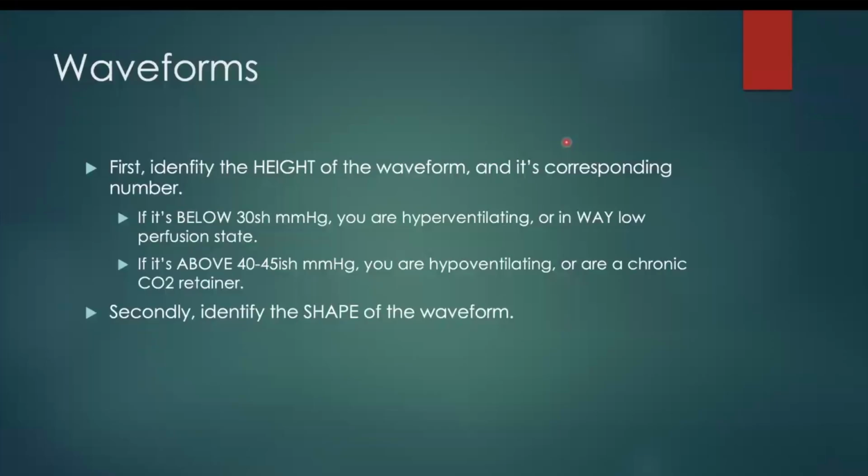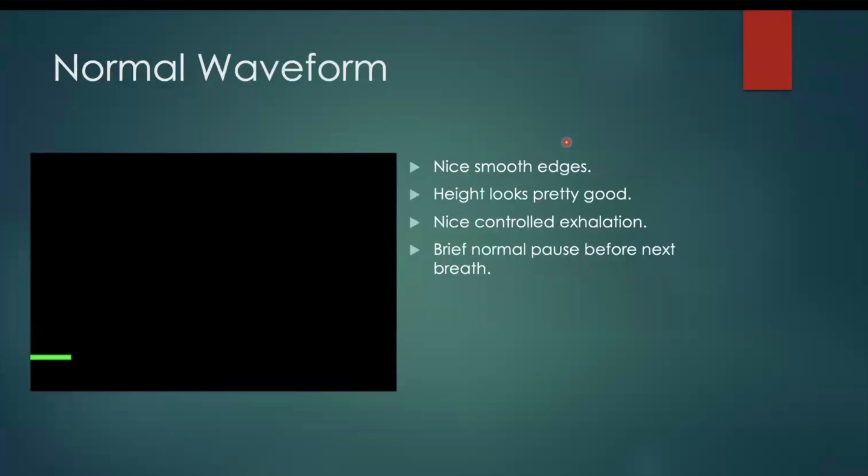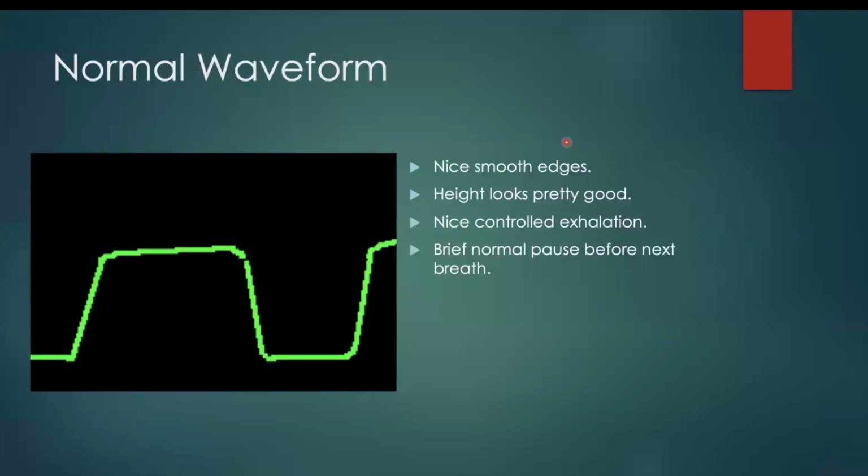So when we're looking at these waves, we need to identify the height of the waveform along with the corresponding number, but we also need to look at the shape of the waveform. So this is our normal waveform that we've been looking at. It has nice smooth edges. The height looks pretty good. It's a nice controlled exhalation, and then we get an inhalation, and the next exhalation then occurs.